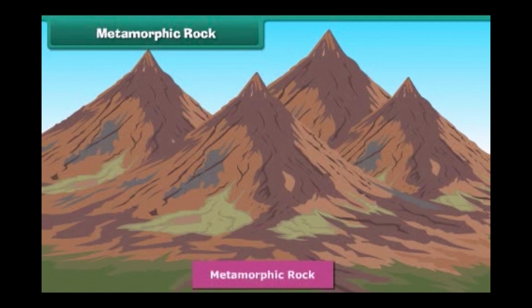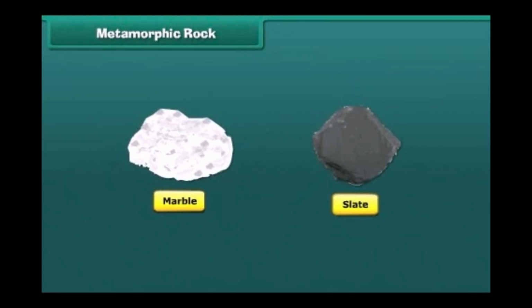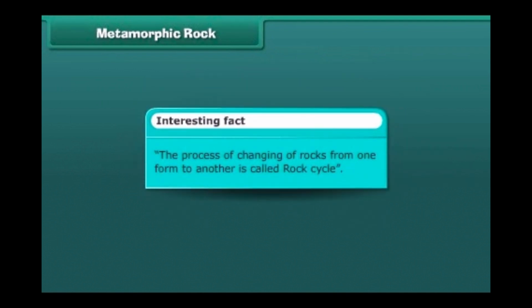Now we come to metamorphic rock. It is formed either from igneous or sedimentary rock. Igneous or sedimentary rocks are changed or modified into metamorphic rock due to the influence of heat and pressure. This process occurs deep inside the earth. Metamorphic rock is usually hard and often contains crystals. Marble and slate are examples of this kind of rock. Interesting fact. The process of changing of rocks from one form to another is called the rock cycle.